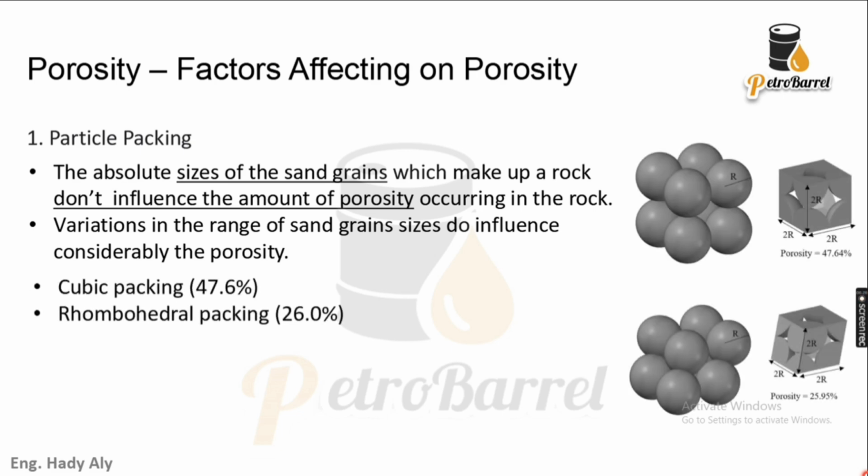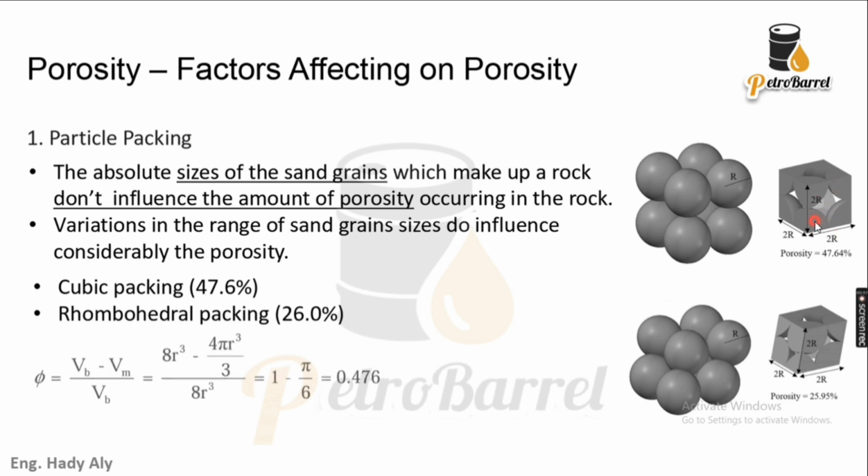For example, if I have 8 spheres or 8 sand grains, let's imagine that these are the sand grains of the reservoir rock, okay? And each sand grain has a radius r. I take a section in the shape of a cube to get the volume of this cube. Simply, the volume of any cube equals length times width times height. So the volume of this cube equals 8r³, which is 2r multiplied by 2r multiplied by 2r.